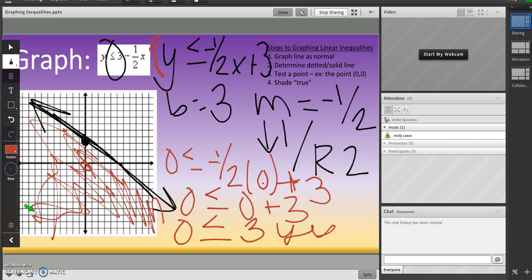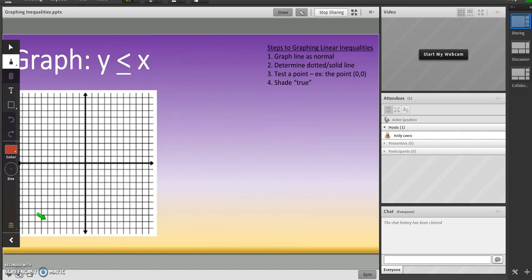All right, so this means that any ordered pair that is on this line, because it's solid, or any ordered pair that's in that shading is the correct answer. All right, what about here? This is the same as saying y is less than or equal to 1x plus 0. So our slope is 1 and our y-intercept is 0. So we go up 1 over 1, and it is equal to.